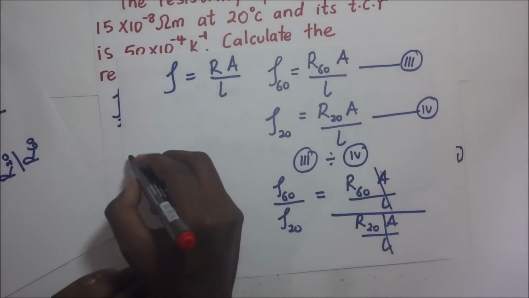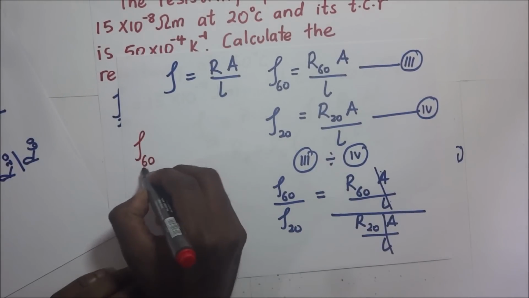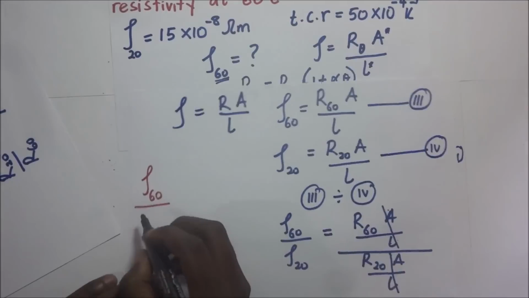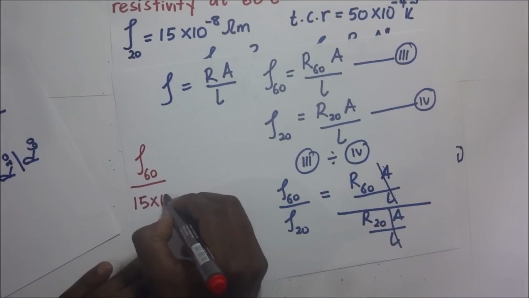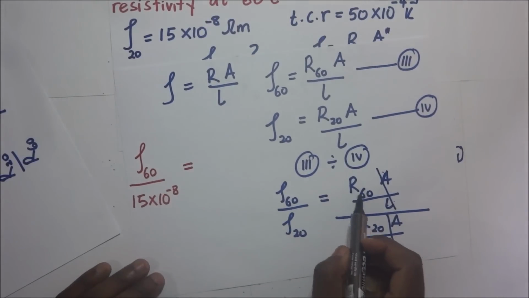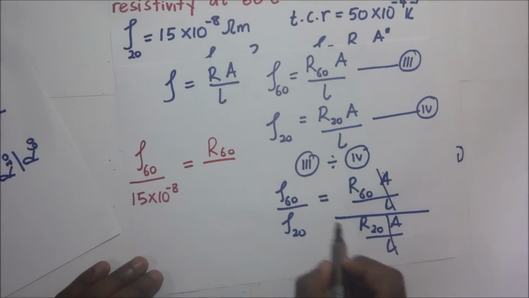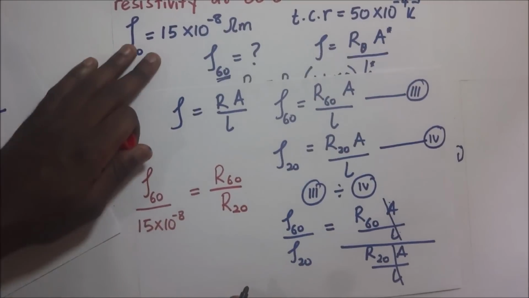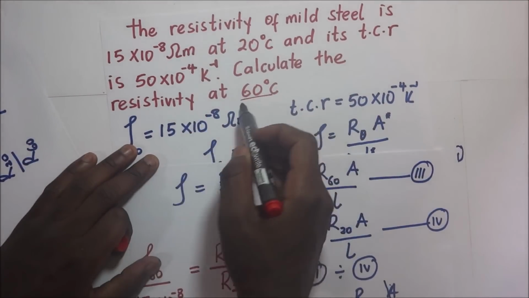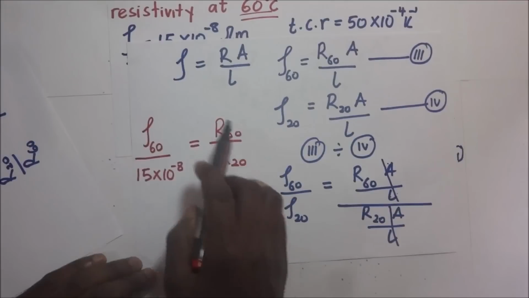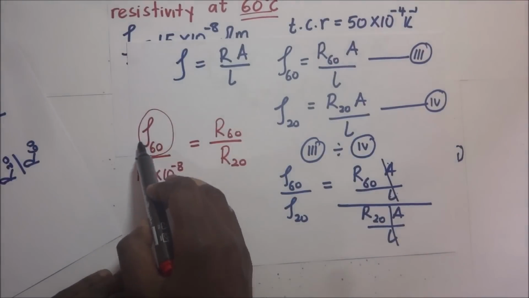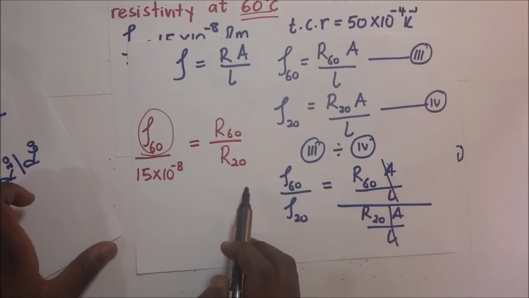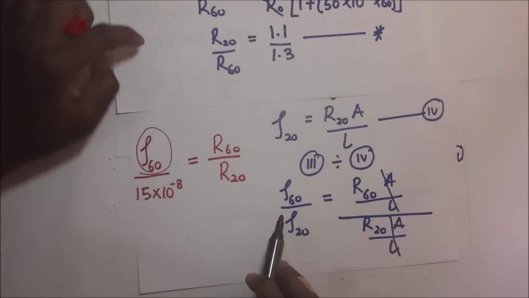So from here we end up with the resistivity at 60 divided by the resistivity at 20. Now this resistivity at 20 is given as 15 times 10 to the power negative 8, and this is equal to the resistance at 60 divided by the resistance at 20. Remember, the question wants us to calculate the resistivity at 60 degrees Celsius, and right here we have an expression containing it. But do we have the resistance at 60 and the resistance at 20? We can get that from our earlier expression.